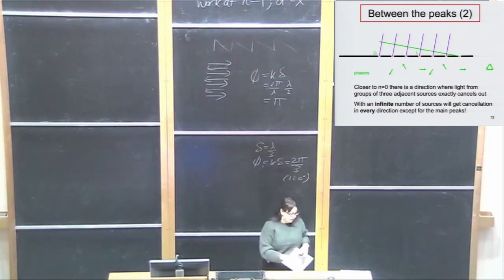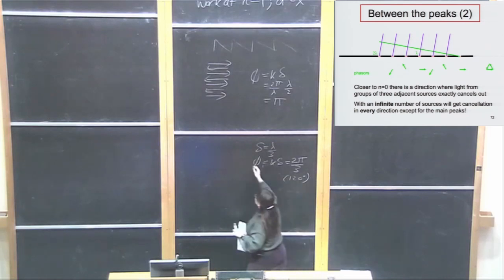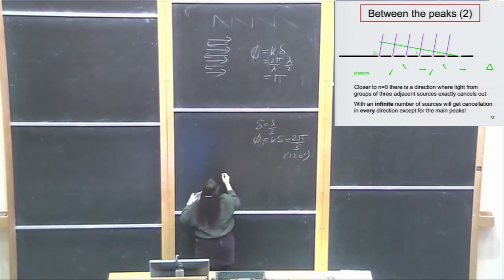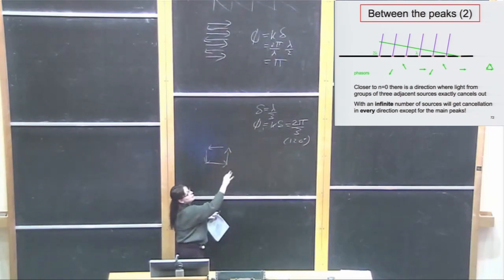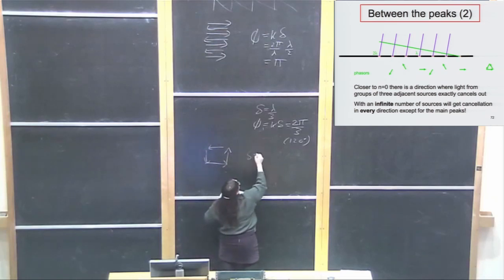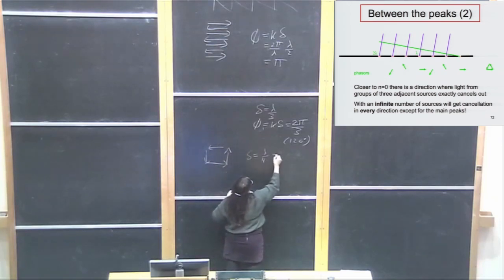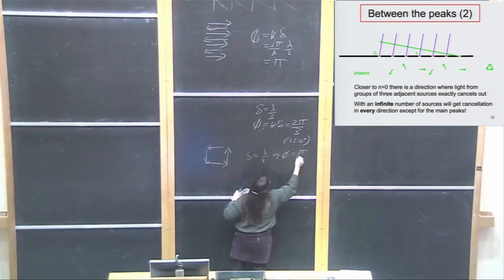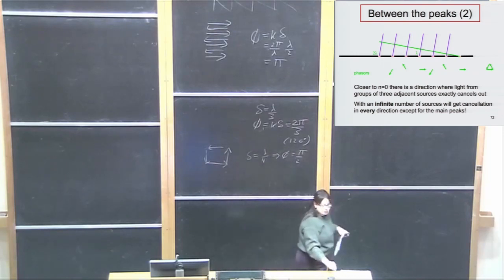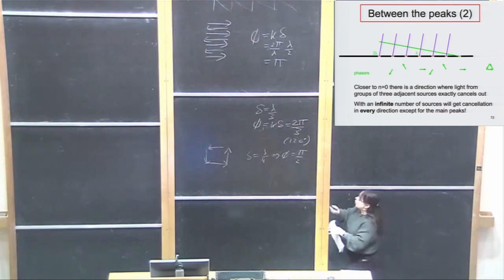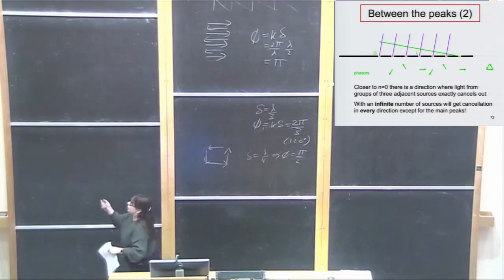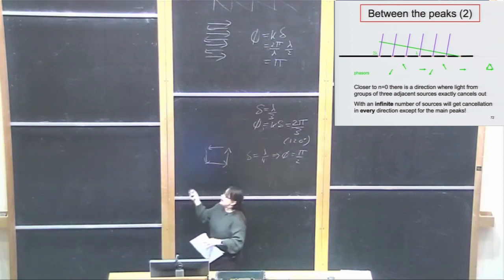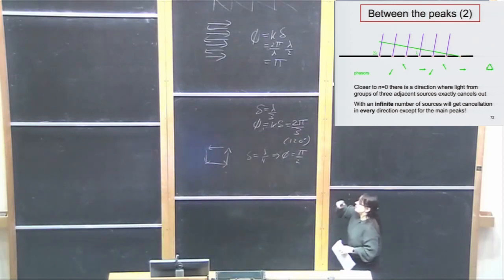And I could go on and argue this more. I could look at another direction where my path difference is lambda by 4, so my phase difference is pi by 2. Right, and any group of 4 is now going to form closed loops. So if you've got an infinite number of slits, essentially you can imagine that in any direction I look at all, these phasors are all going to cancel out and I'm going to get destructive interference.